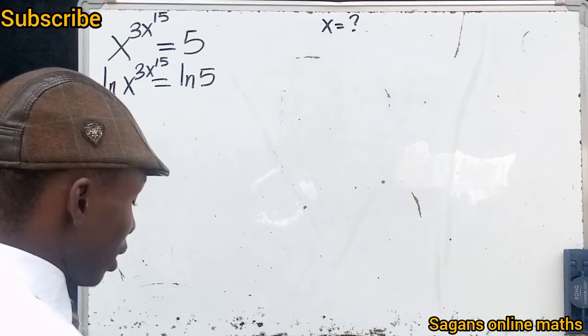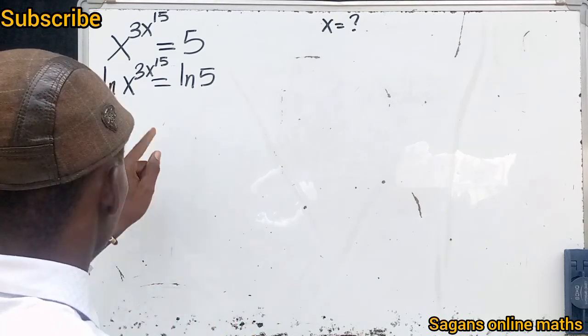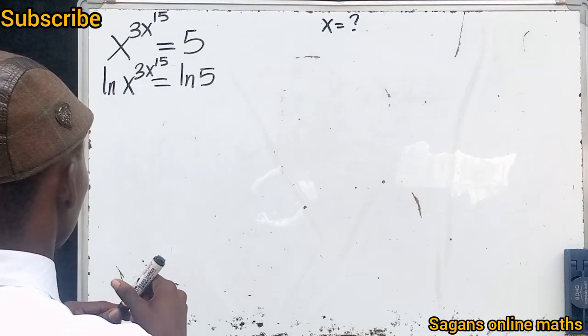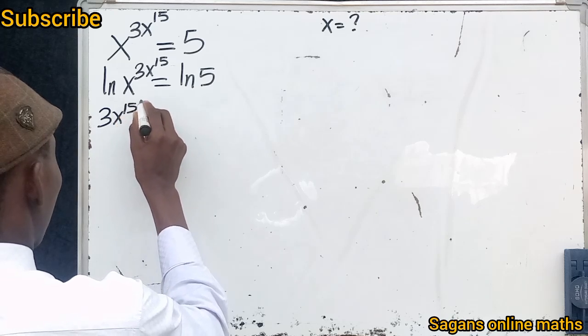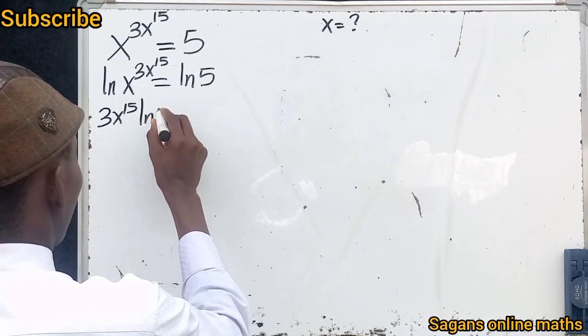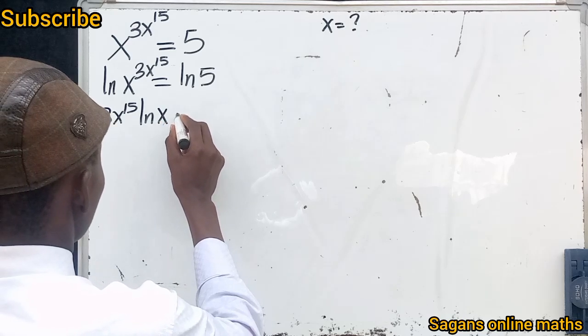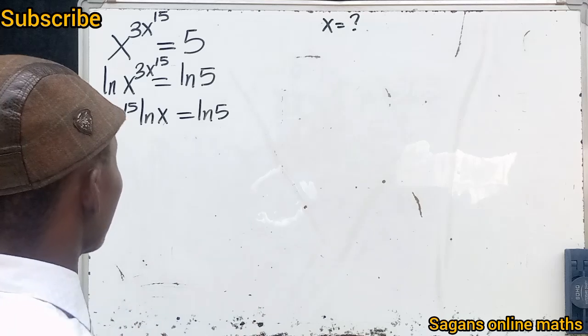That's our first step. Now our second step: I'm going to obey one of the properties of logarithms, that the exponent can go back to multiply the ln. So now this is 3x to the power of 15 multiplied by ln x is equal to ln 5. Okay, that's our second step.